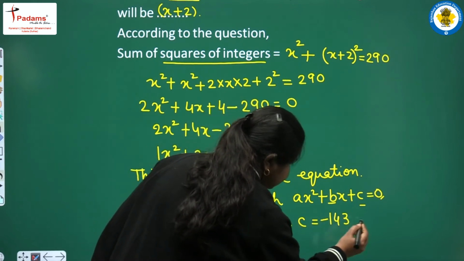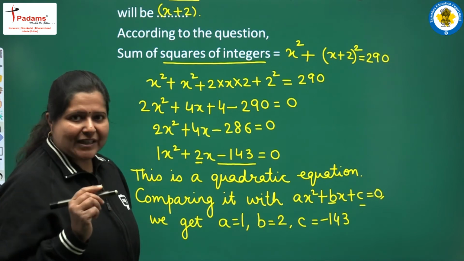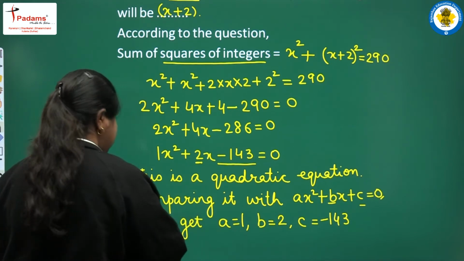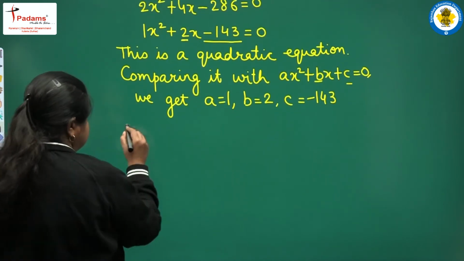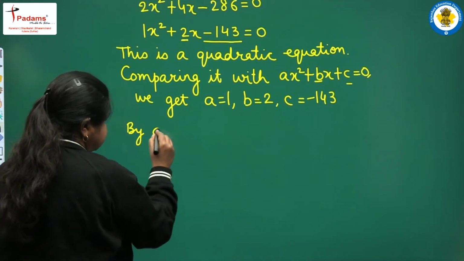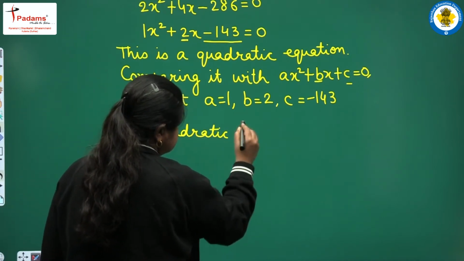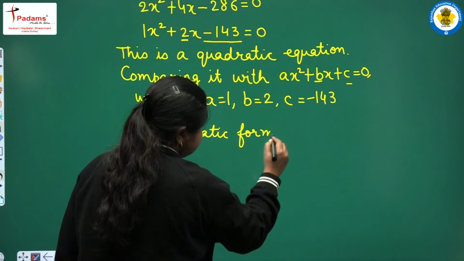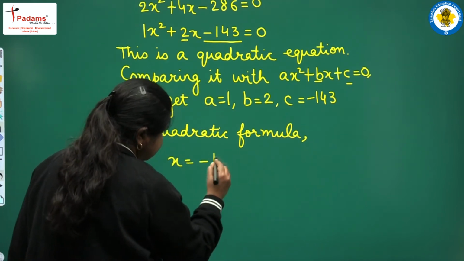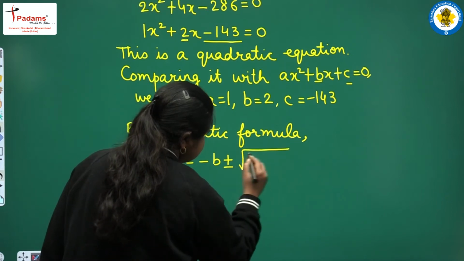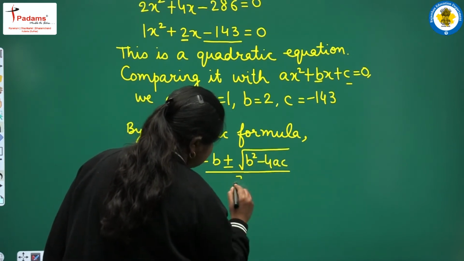Now we have written the values of a, b and c. Now we need to place these values in the quadratic formula and get the roots of this equation. By quadratic formula, we can write x equal to minus b plus minus under root b square minus 4ac upon 2a.